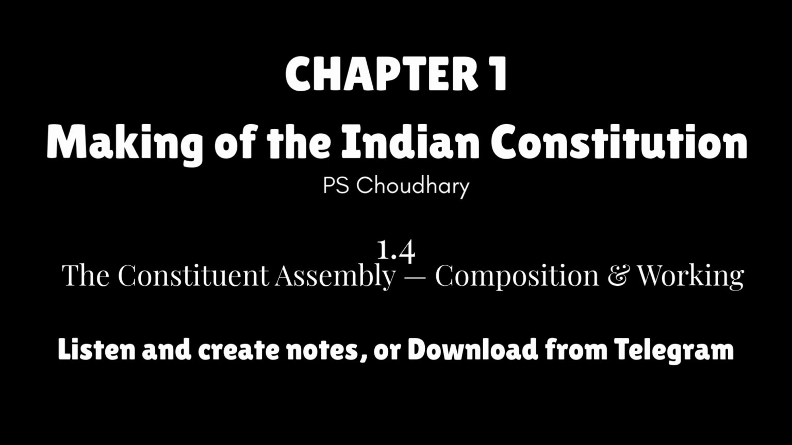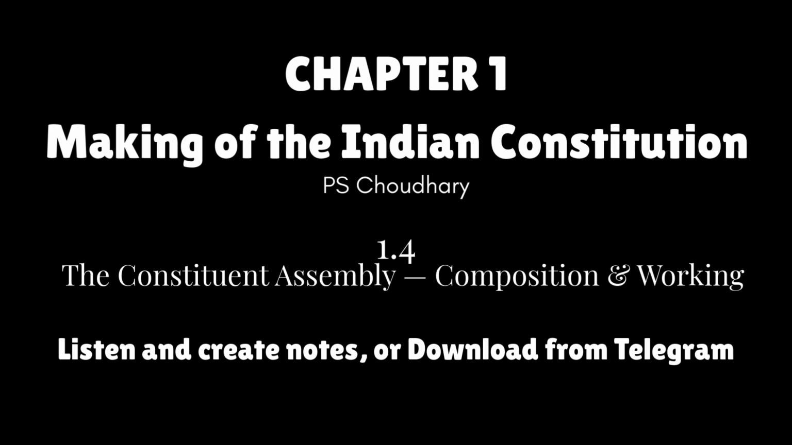So instead, an indirect method of election was used. Here is how it worked. First, the people elected the provincial legislative assemblies. Then the members of those provincial assemblies elected the members of the Constituent Assembly. So you can think of it like a two-step process. People elected provincial assemblies, and those assemblies elected the Constituent Assembly members. At that time, this was considered the most practical option.